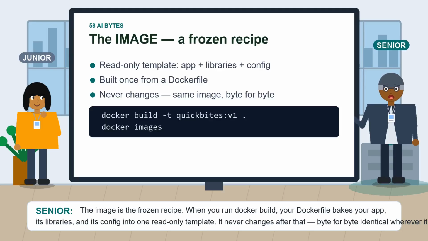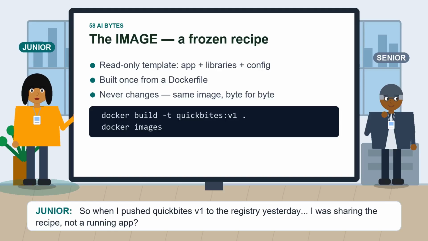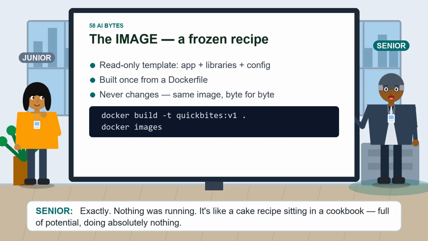The image is the frozen recipe. When you run docker build, your Dockerfile bakes your app, its libraries, and its config into one read-only template. It never changes after that, byte for byte identical wherever it goes. So when I pushed QuickBytes V1 to the registry yesterday, I was sharing the recipe, not a running app? Exactly. Nothing was running. It's like a cake recipe sitting in a cookbook, full of potential, doing absolutely nothing.